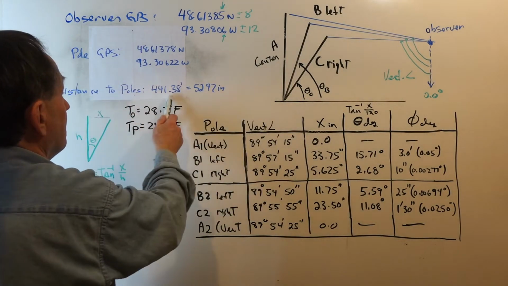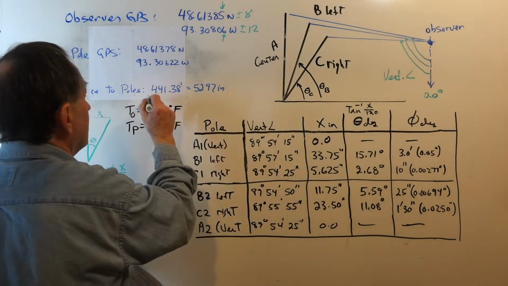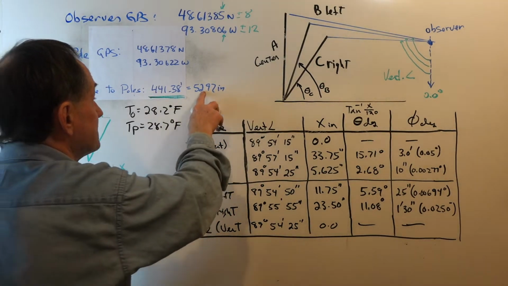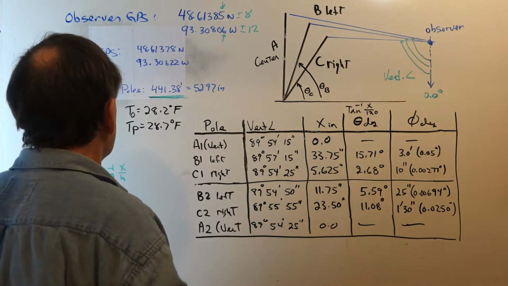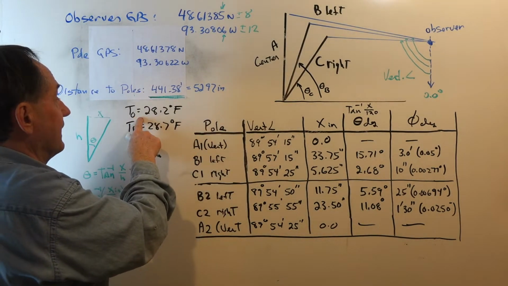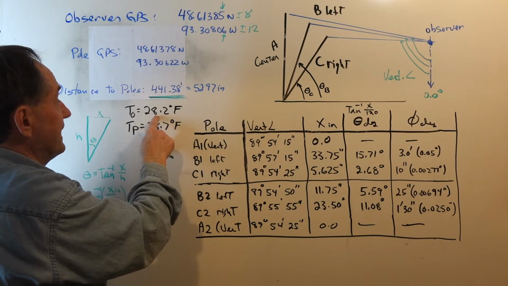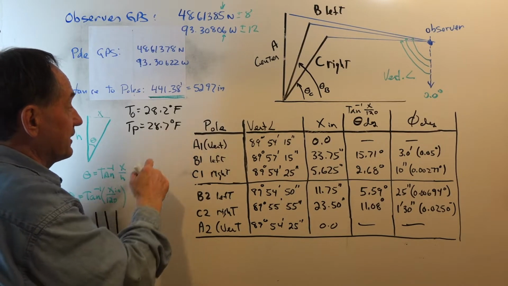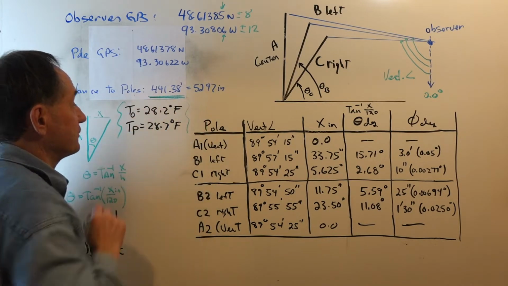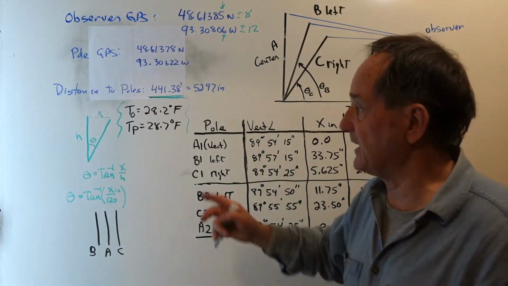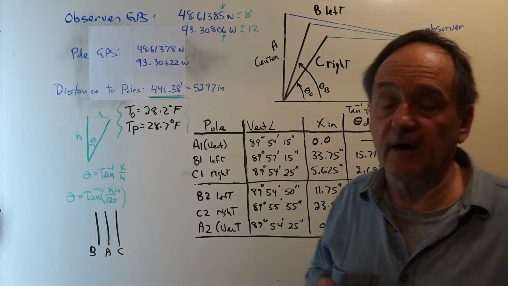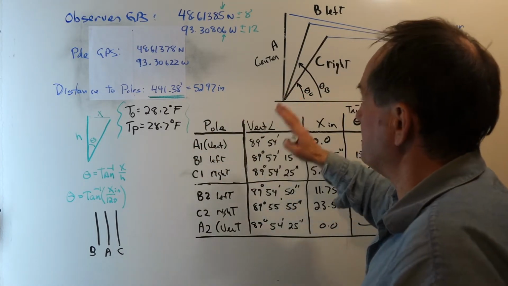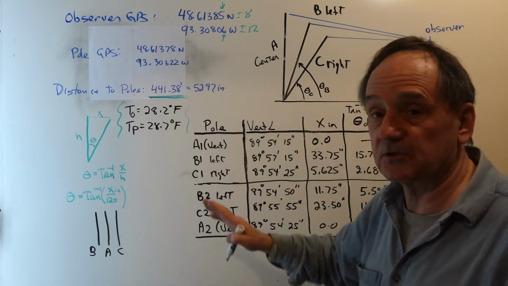Now, the distance to the poles measured by the theodolite total station was 441.38 feet, which is 5,297 inches. The temperature at the theodolite, where I'm making my observations, was 28.2 degrees Fahrenheit, and at the poles it's 28.7 degrees Fahrenheit. I monitored this throughout the afternoon, and it really didn't change between the two positions by more than a half a degree. And it really doesn't matter for any refraction or anything, because what I'm making are differential measurements.